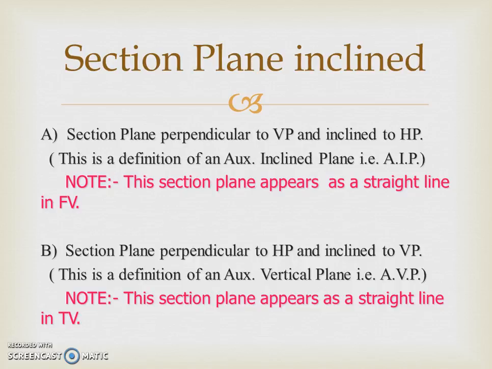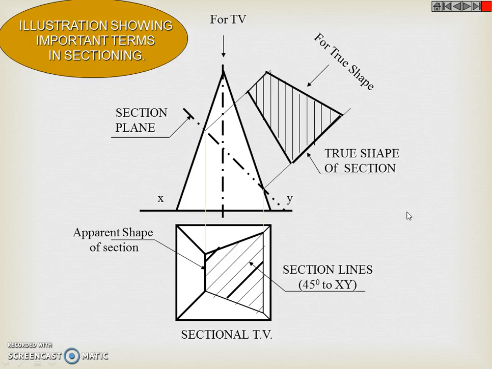The true shape we will get parallel to the cutting plane, which is inclined to HP or VP. So let us see the terms. Here the section plane is inclined to HP. Inclined to HP means we can identify the sectional top view. Here this section is not of the true length, true dimension. The true shape of the section we will identify when we draw a view parallel to the section plane.